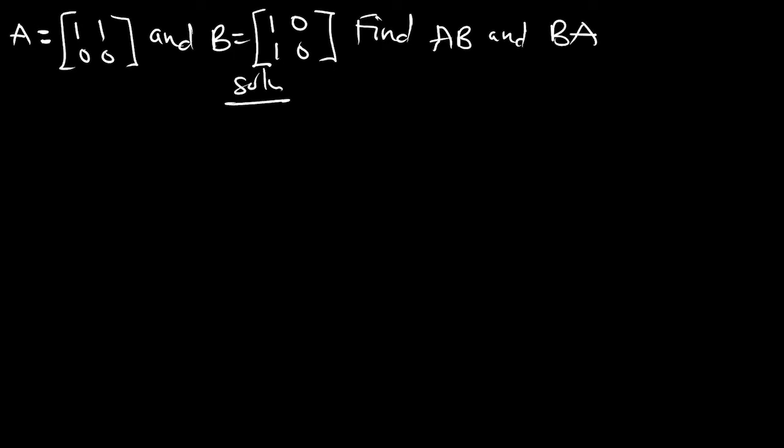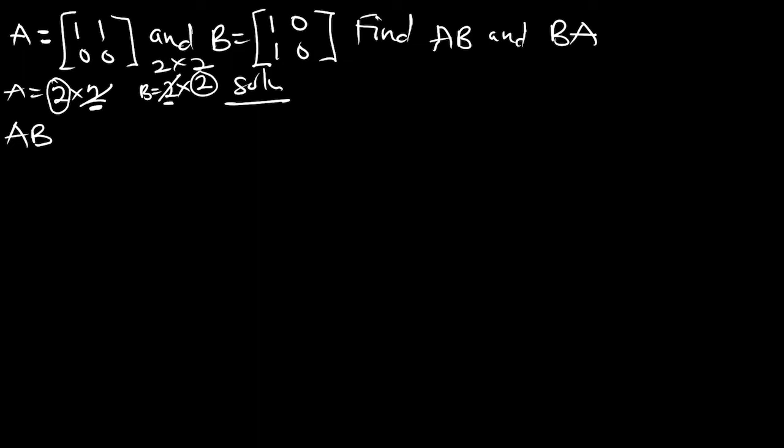So our solution. But before we start, AB, is it possible? Let's check the size. Matrix A has a size of 2 by 2 and B has size 2 by 2. So the number of columns on the first one is equal to number of rows on the second one. So it is possible to multiply these two matrices. After multiplication of these two, we are going to get a size of 2 by 2. The result is 2 by 2 matrix.